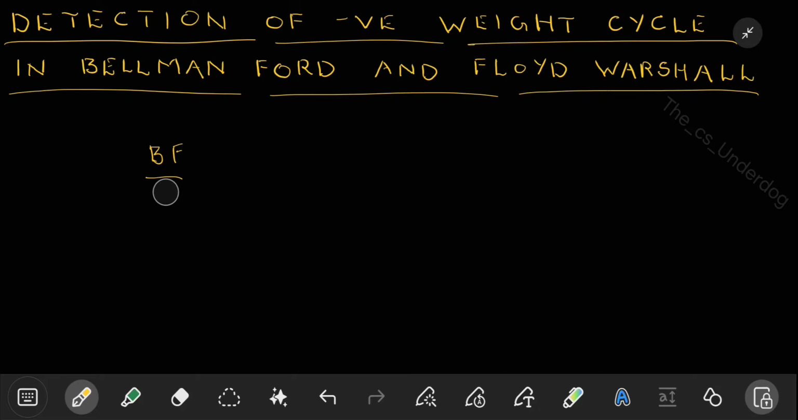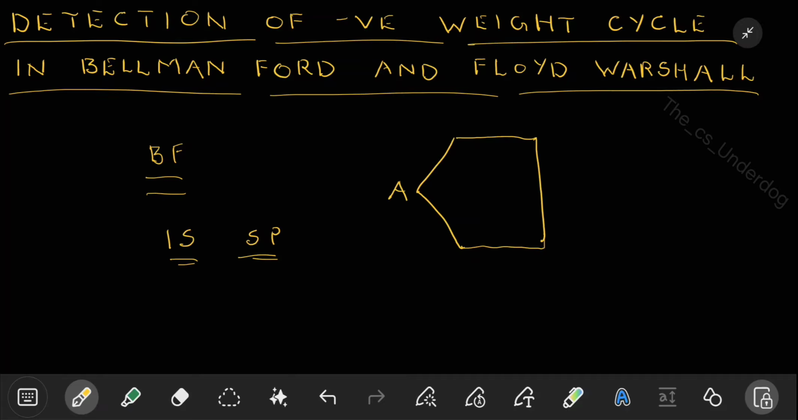Bellman Ford is a single source shortest path algorithm, meaning from a single source vertex, we'll find the shortest path to all other vertices that are present in this graph. Okay. We'll take one example graph here. Let this be the graph that we have. I'll name the vertices A, B, C, D, E. These are the vertices.